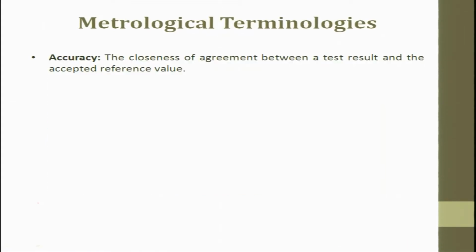So, let us see some of the metrological terminology. The first thing we are going to discuss is accuracy. The closeness of agreement between a test result and the accepted reference value is nothing but accuracy. If I want to put it on a figure, let me draw probability density.